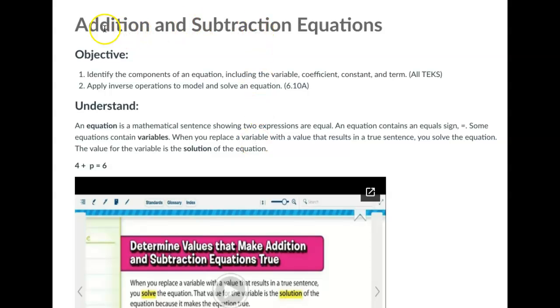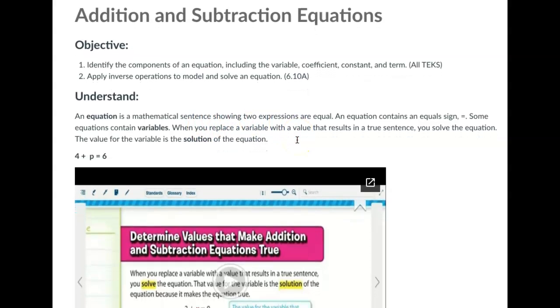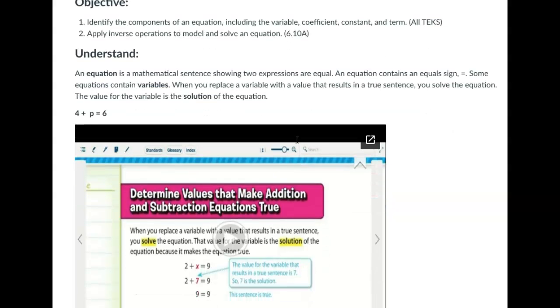Okay, so today we reviewed addition and subtraction equations. We learned that an equation shows two expressions are equivalent by using an equal sign. We learned that unknown numbers can be represented by using variables, and we can solve for what those unknown amounts are by using a couple different properties of equality.